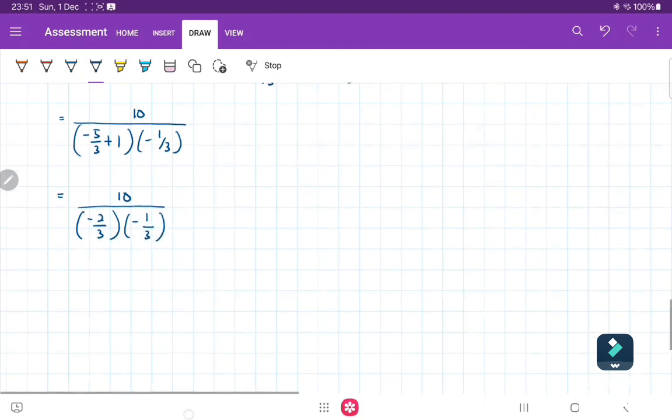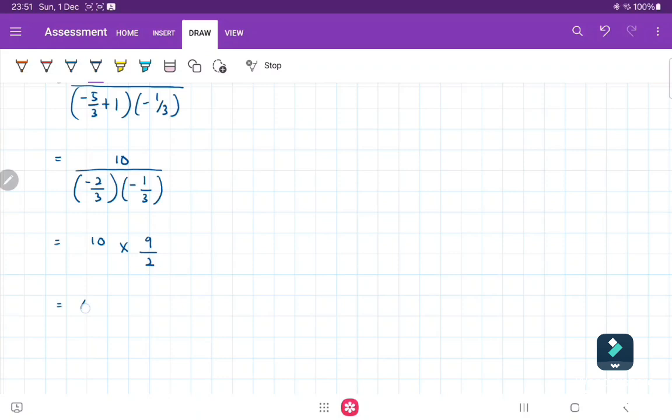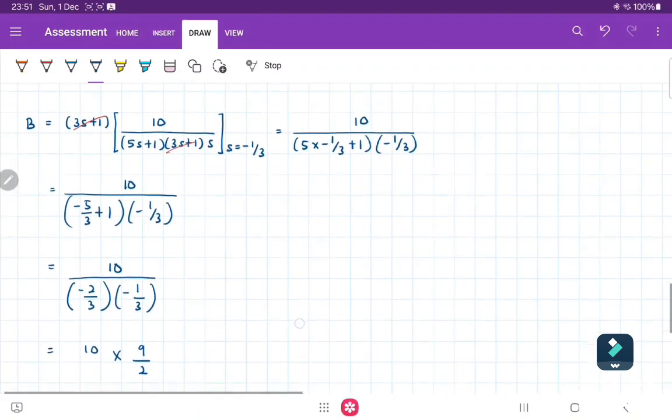So this is basically 10 multiplied with 9 over 2, so it is basically 45, right? Let me see, am I right?